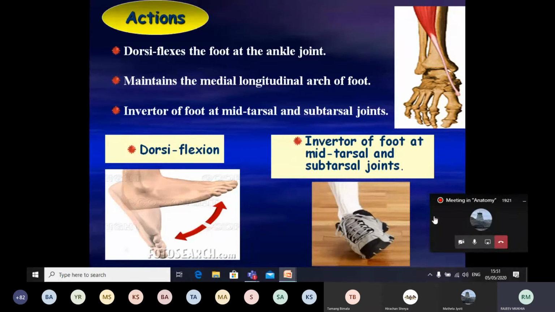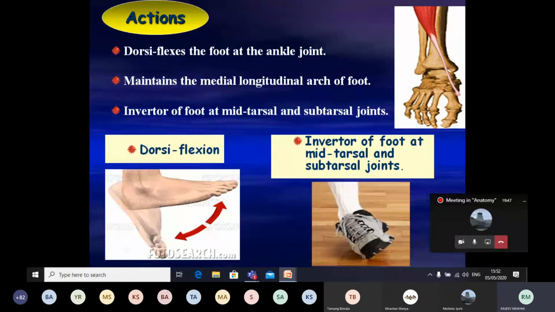Here you can see invertor. Two actions are there, invertor and evertor. Invertor means the medial border of the foot is above the ground. Only the lateral border is on the ground, but the medial border is above the ground. That is the invertor. Evertor means the medial border of the foot is on the ground, whereas the lateral border of the foot is above the ground.